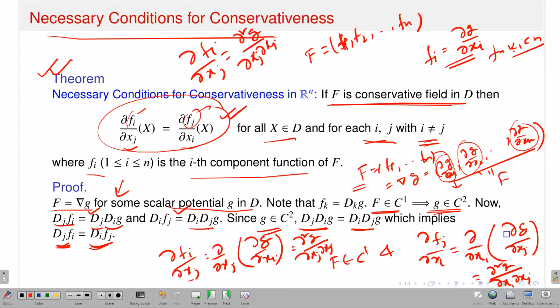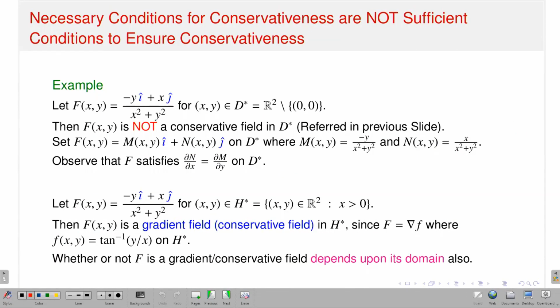So, if I have a conservative field whose component functions of capital F are small f1, small f2 up to small fn, you take two component functions small fi and small fj where i is not equal to j, then the partial derivative of fi with respect to the xj variable is the same as the partial derivative of fj with respect to the xi variable at any point. So, that is the necessary condition. Okay. But these necessary conditions for conservativeness are not sufficient conditions to ensure the conservativeness.